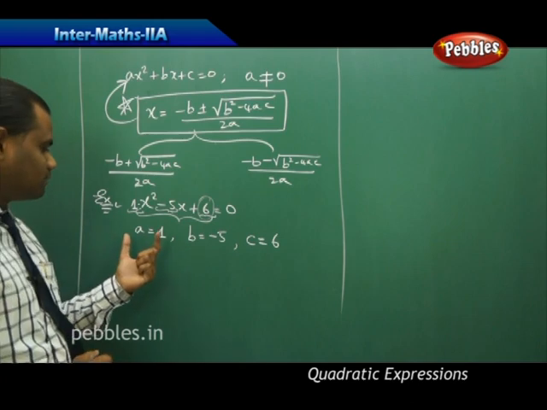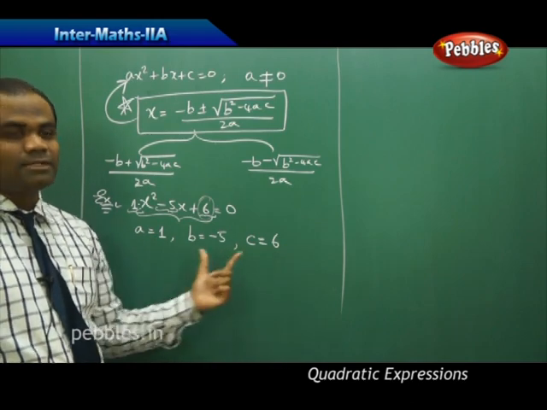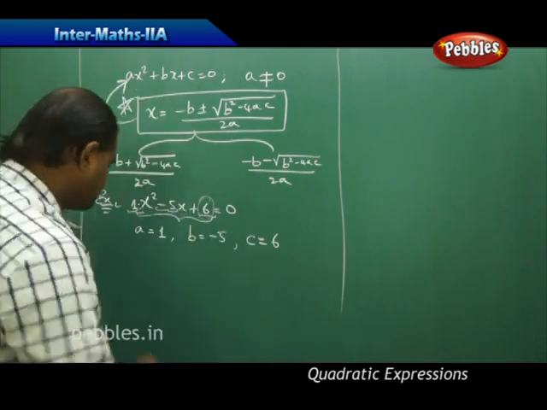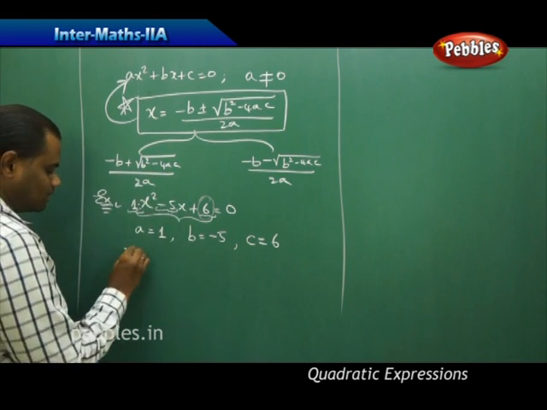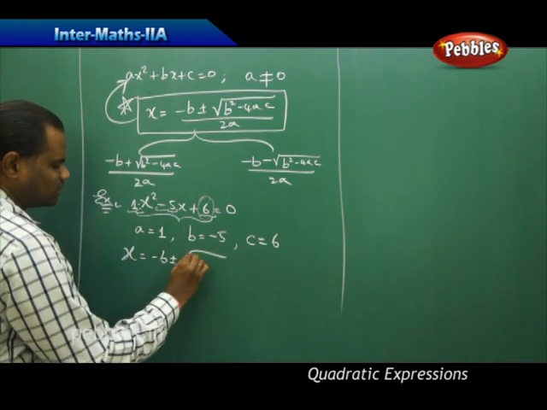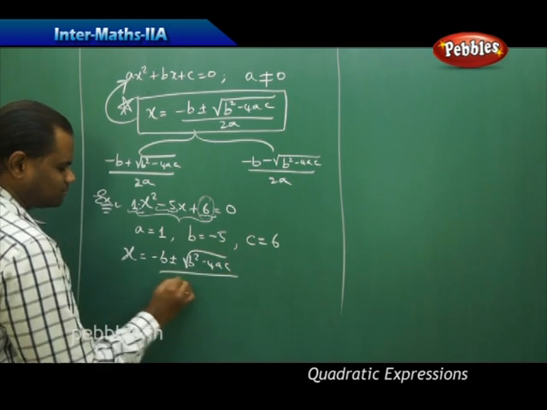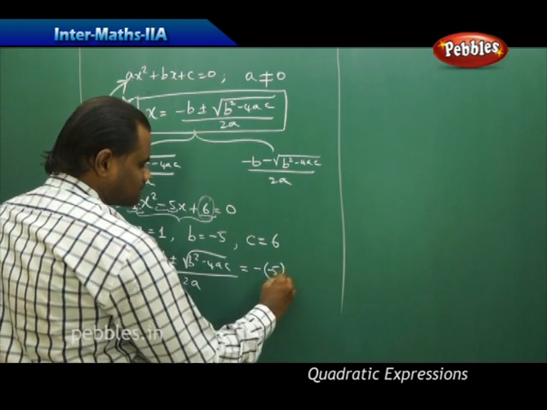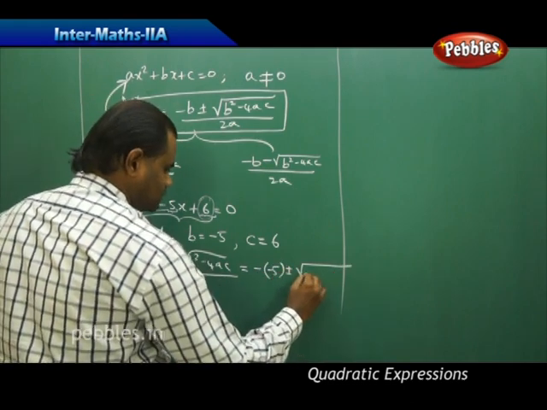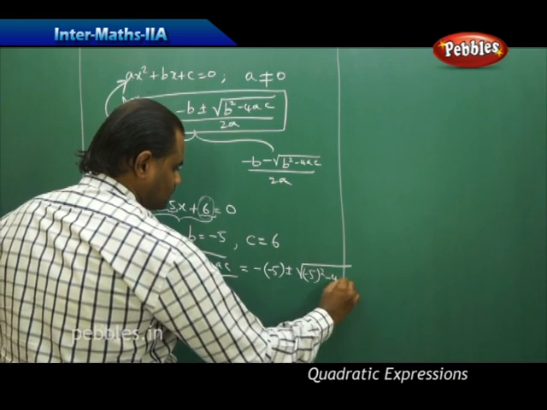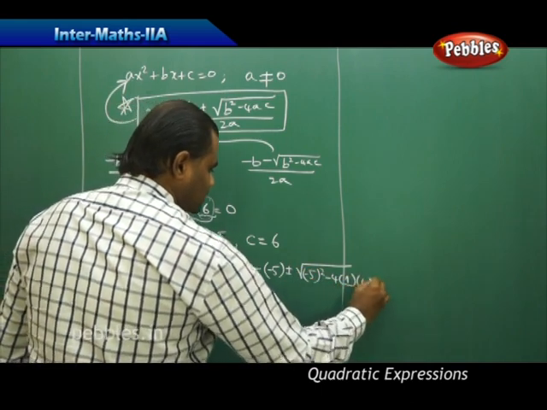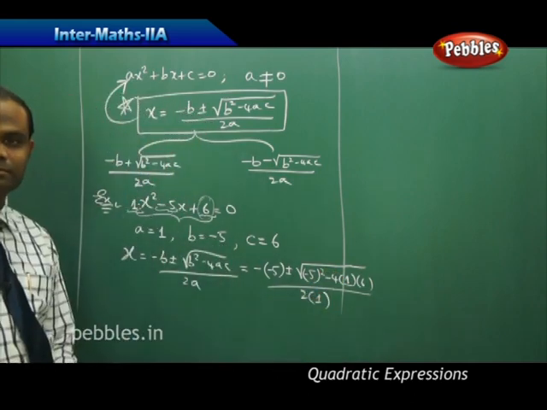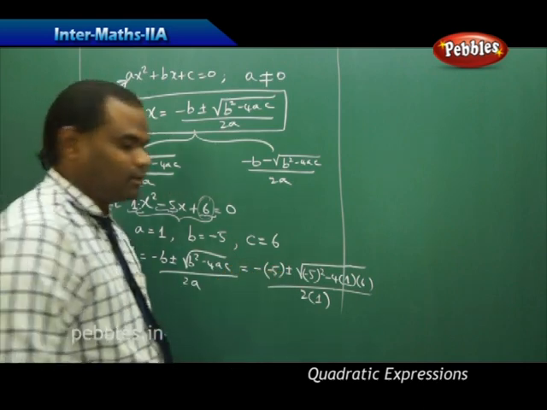So once we identify the values of a, b, and c, we substitute in the formula so that we get the roots of the given quadratic equation. So substituting in this formula, minus b plus or minus root of b squared minus 4ac by 2a, I get this to be minus b plus or minus root of b squared minus 4ac by 2a is how I substitute and simplify.